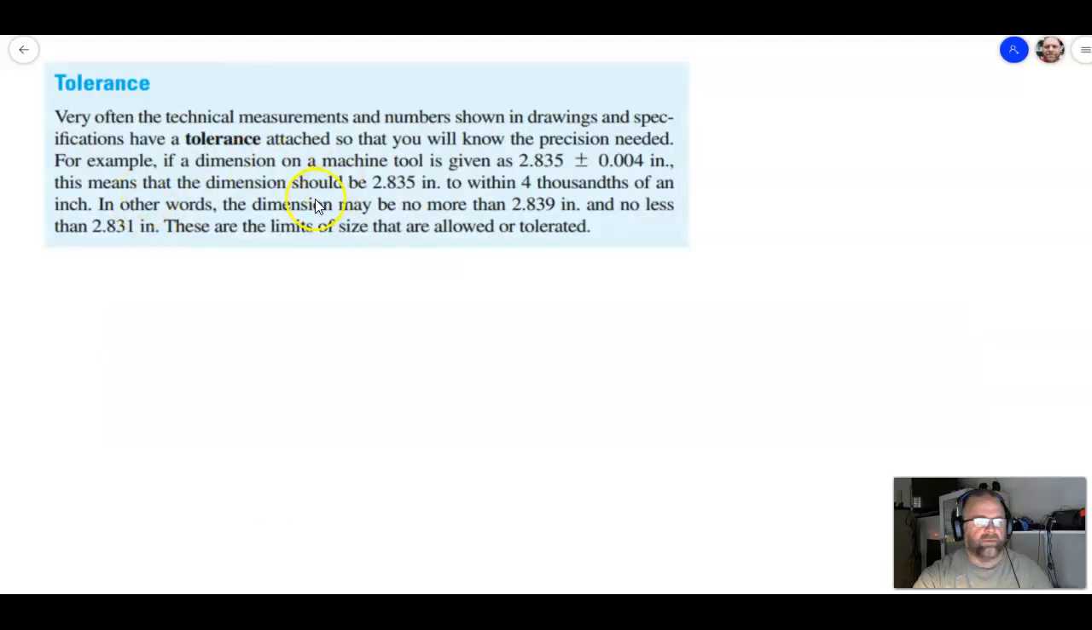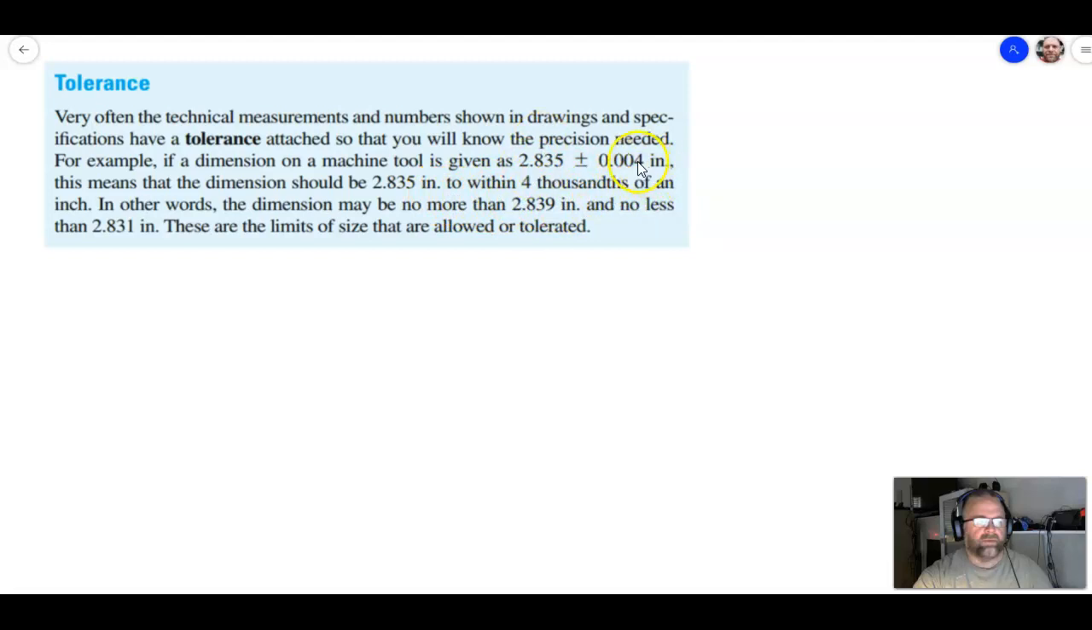All right, we talk a little bit about tolerance here as well. It says very often the technical measurements and numbers shown in drawings and specifications have a tolerance attached so that you will know the precision needed. For example, if a dimension on a machine tool is given as 2.835 plus or minus 0.004 inches, this means that the dimension should be 2.835 inches to within 4 thousandths of an inch.